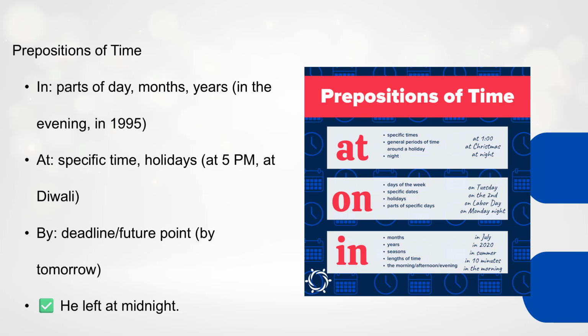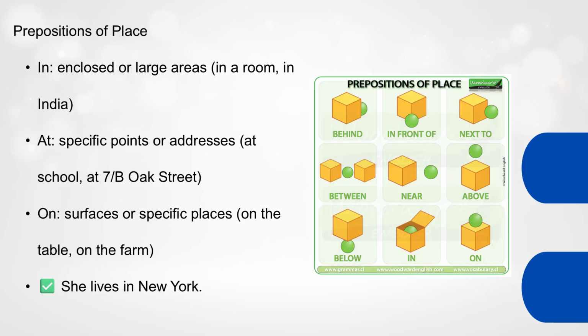Prepositions of time. Let's talk about prepositions of time. Use in for months, years, and parts of the day, like in 1995. Use at for specific times and holidays, like at 5 p.m. or at Diwali. Use by to show a deadline, as in by tomorrow. Example: he left at midnight.